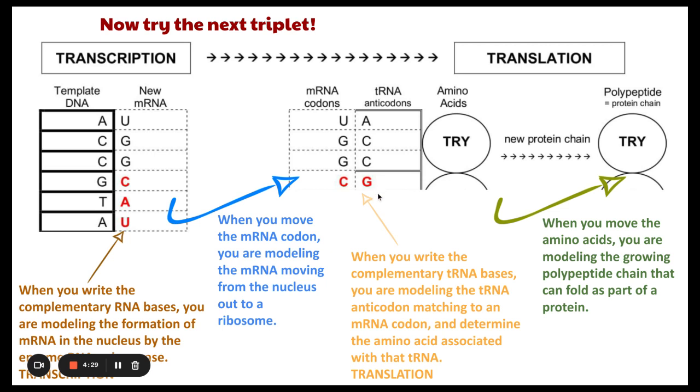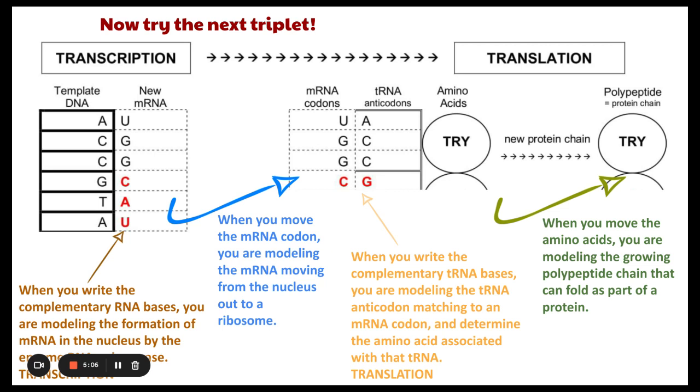Then you're going to write the 3 complementary tRNA bases. So you're modeling the tRNA anticodon matching up to the messenger RNA codon. And then you're going to use the messenger RNA codon table to look up the corresponding amino acid. And as you move it one more time here to the right, you're modeling that growing polypeptide chain that is a chain of amino acids which can fold as part of a protein.